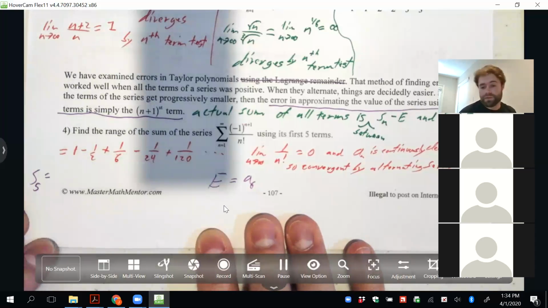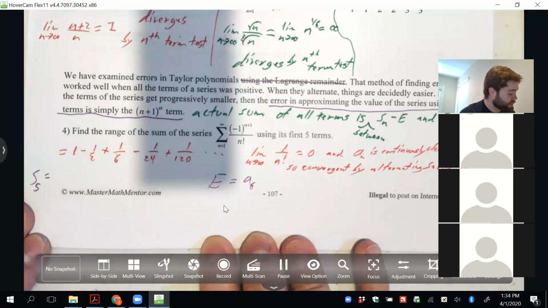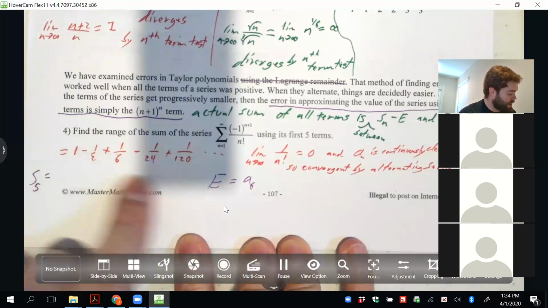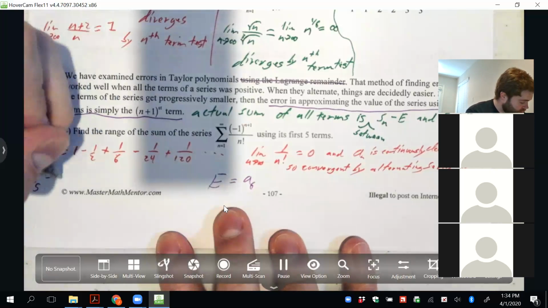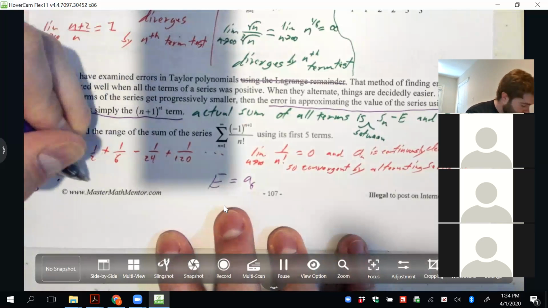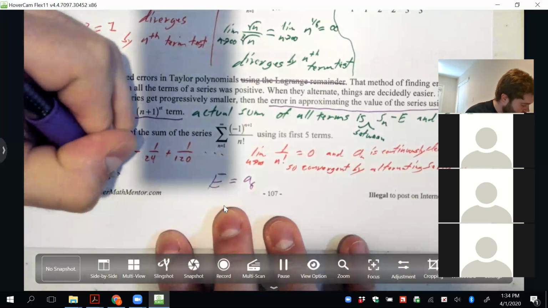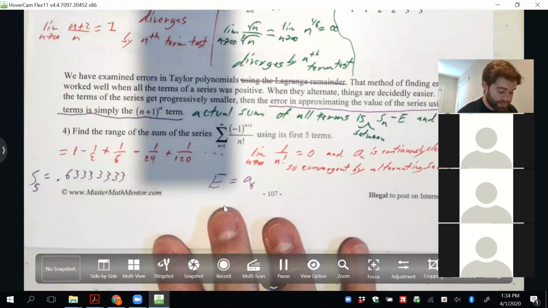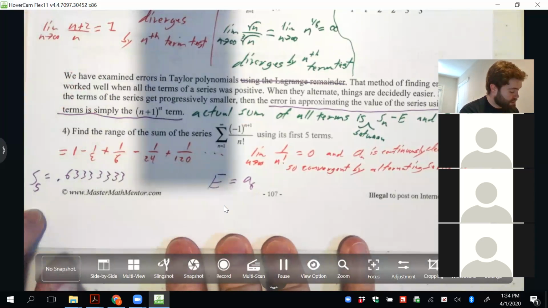And if you were ever asked to do this, you definitely would be allowed a calculator. If I add all 5 of those up in my calculator, I would get 0.633333333. It just repeats threes forever from then on. So that is the summation of the first 5 terms.